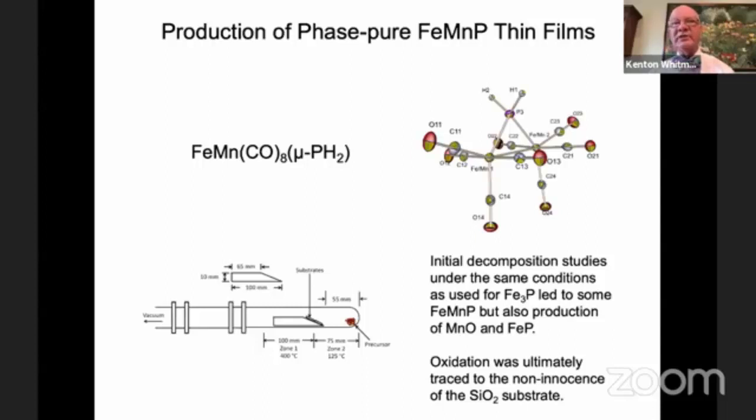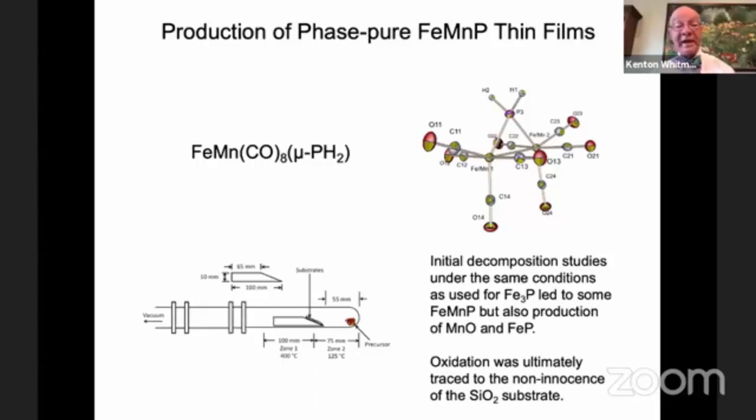And similar to the circumstance with oleic acid, what we found was that the glass slides were not innocent, that these materials would actually react with the glass to oxidize the manganese, and that would leave us with some 1-to-1 iron phosphide. We went back to the literature and actually found out that this was precedented. If you start out with just manganese carbonyl and deposit it on glass slides, then you get manganese oxide. You do not get manganese metal being deposited on the slides.